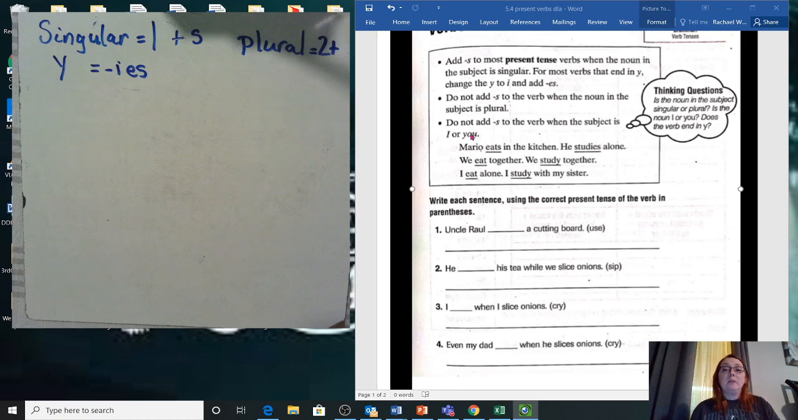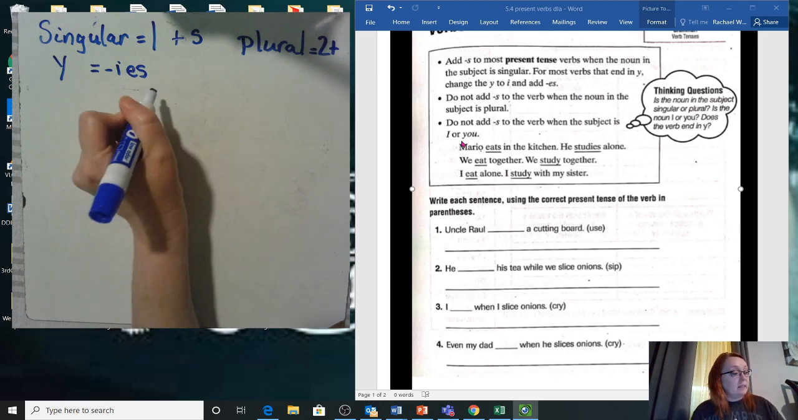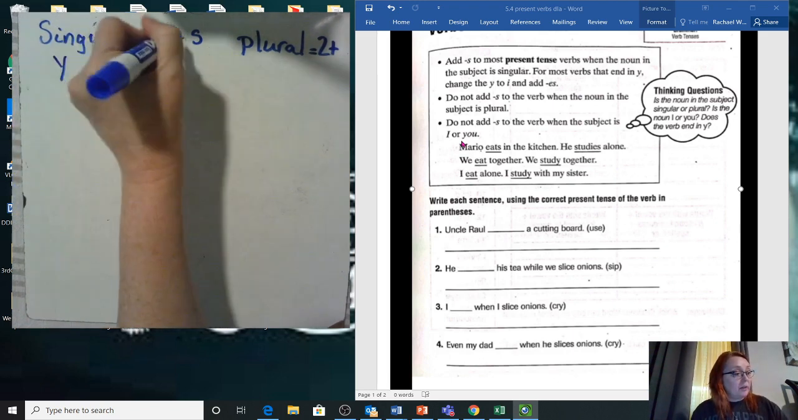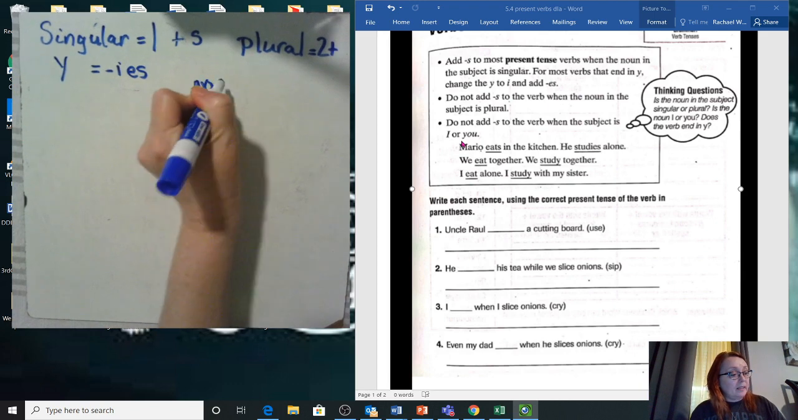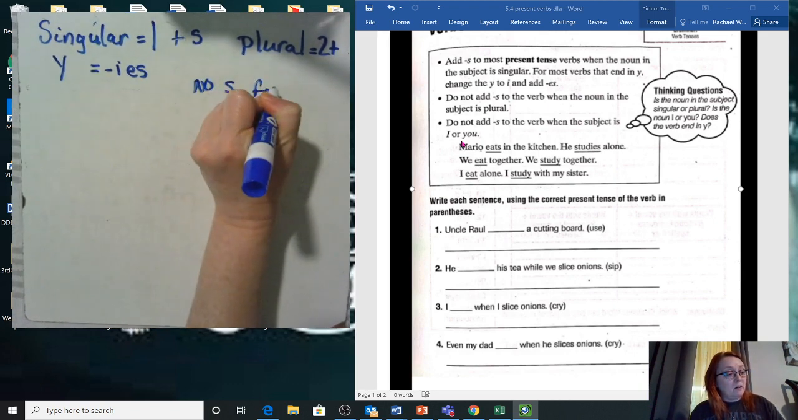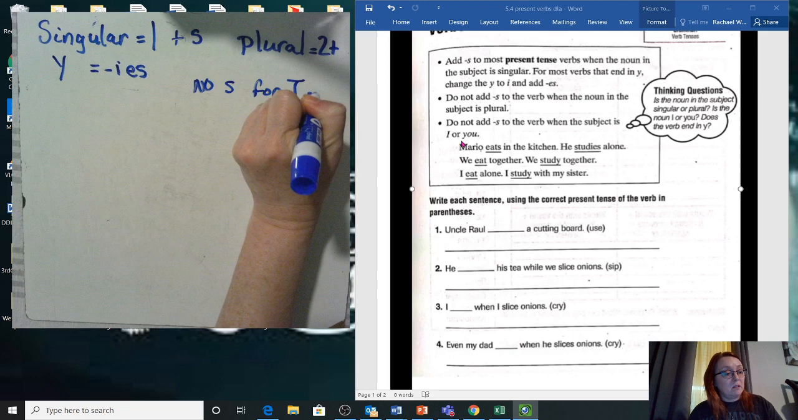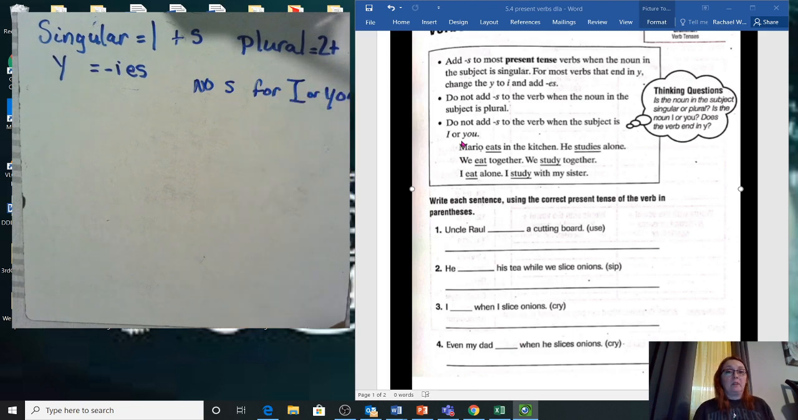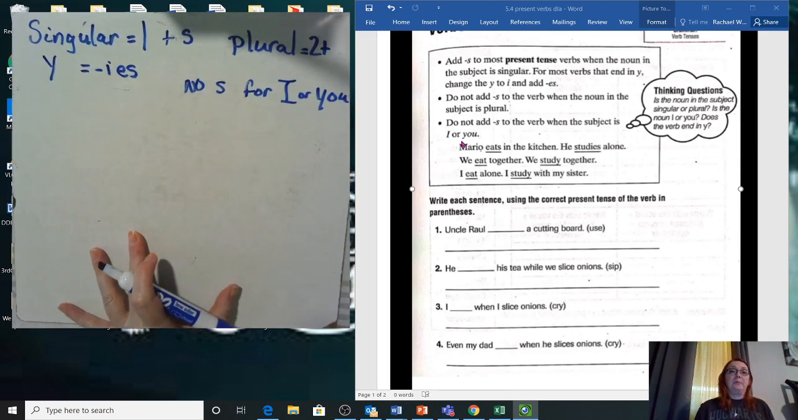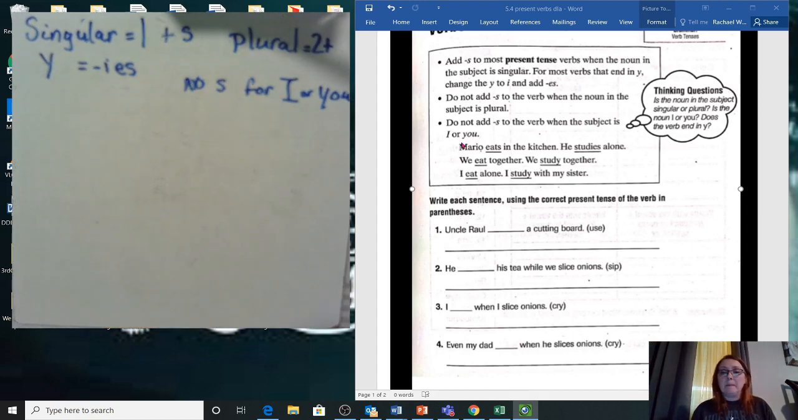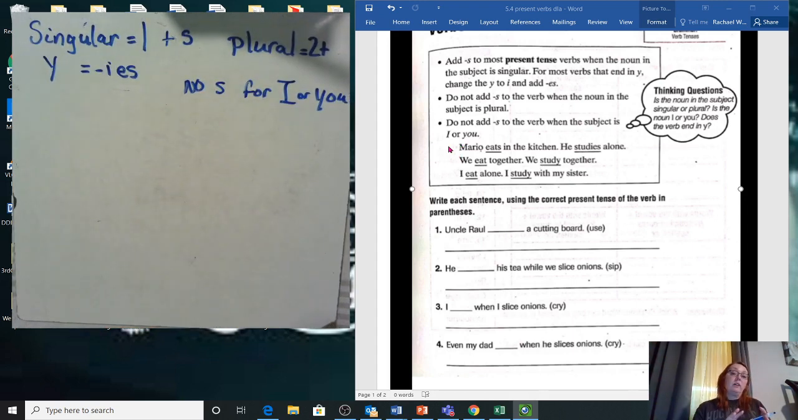The next bullet point, do not add that S to the verb when the subject is I or you. So the verb will not get, this is something special. I'm going to put, see, we're not going to add that S. No S for I or you. Okay. Let's take a look at the examples that they're giving us.